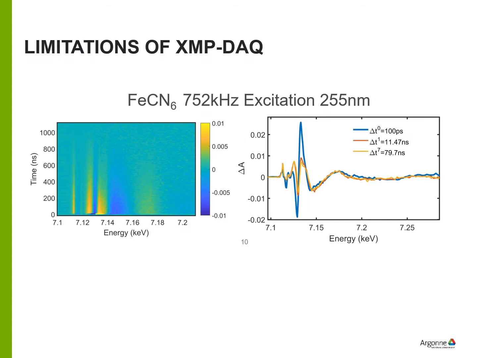Here's some data that we acquired by exciting ferrocyanide at 255 nanometers. And this data illustrates the limitations of the XMP technique. And in particular, you can see there's a big difference in the spectra observed between the first 2 bunches. And the reason for that is that there's a really fast chemical reaction that's going on in the first 10 or so nanoseconds that we can't resolve with the 11 nanosecond bunch spacing.